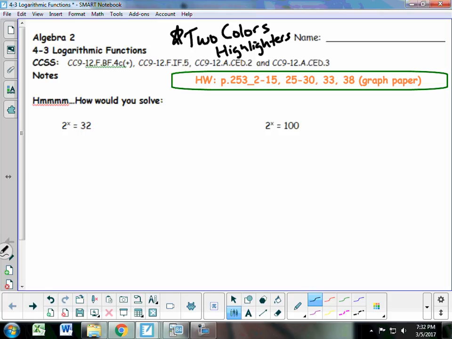Okay, also, the homework is going to be page 253. You can see the problems there. You should write that down. I don't believe that's on your notes. Also, there will be a couple graphs, so you'll want some graph paper. Again, the graph paper is in the colorful folders by the shelf, or on the shelf, near the door.